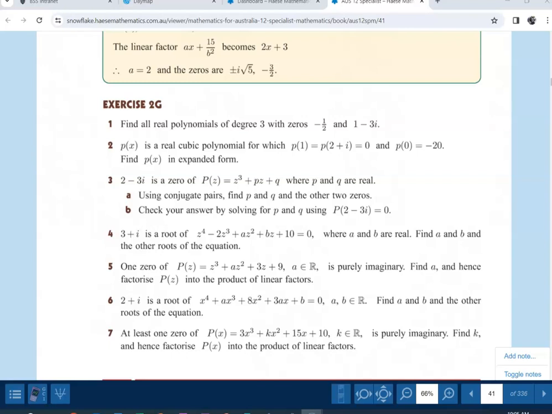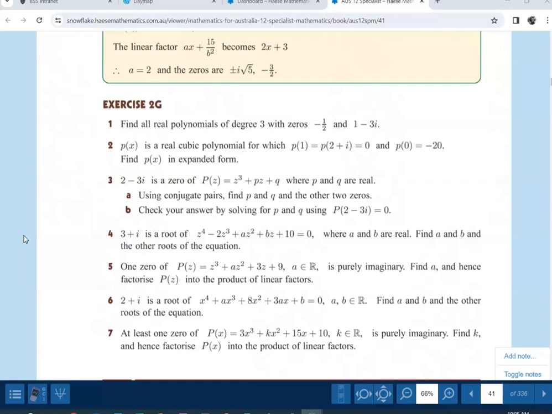If you've got any questions, you can hit me with it. But with 2G, you're putting in stuff that we have done before. So find all real polynomials of degree 3 with zeros. What can you remember about this? If 1 take 3i is a 0, then 1 plus 3i is a 0. And then what are you using?